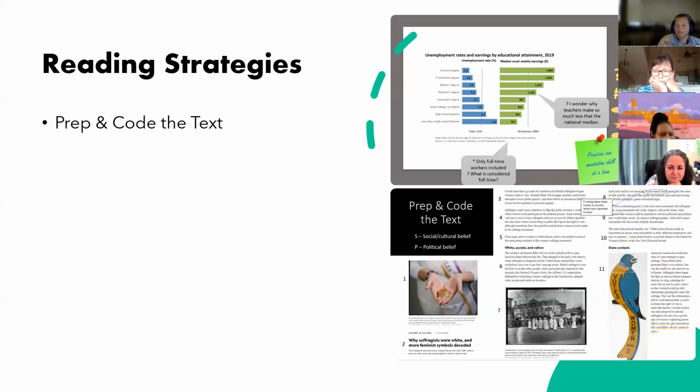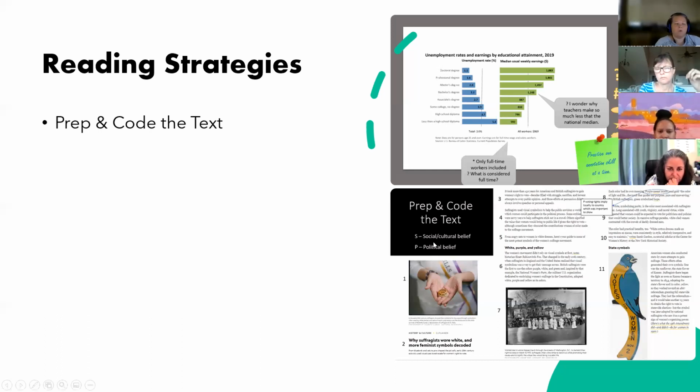And I read the first sentence of each section or each paragraph, so we also previewed the text. So they have an idea from beginning to end about what the text is about. The second piece of prepping and coding is the coding. So now, after we have prepped the text, I want them to go through and identify specific things.